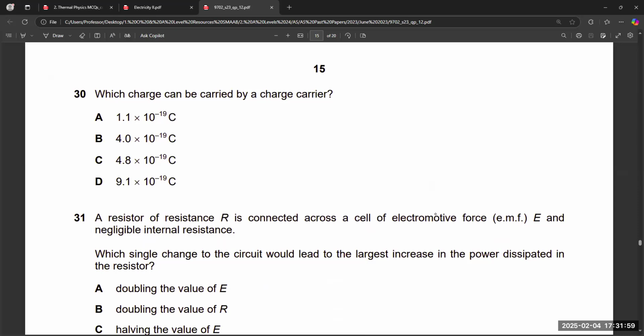Okay, starting from question number 30. In question number 30, which charge can be carried by a charge carrier? Charge carrier, we know yesterday we also discussed that it is about the electron, because in our whole examples we are using electron as a charge carrier. But there are different values given. So which value do you think will give you the value of a charge carrier?